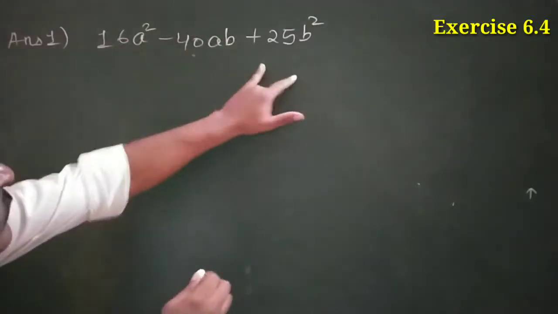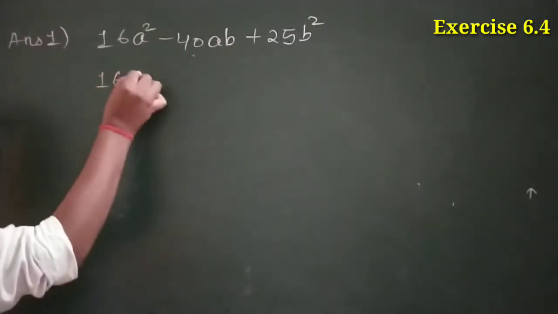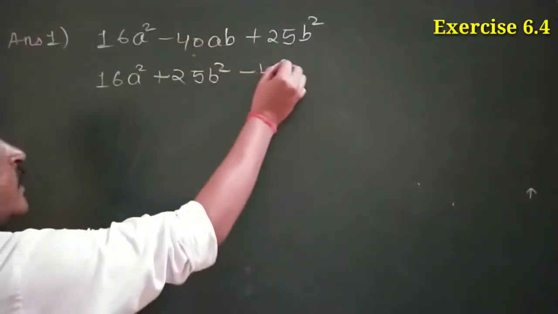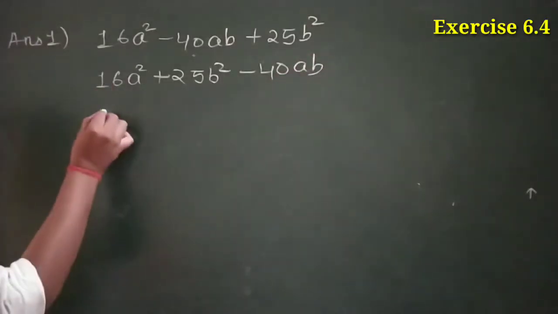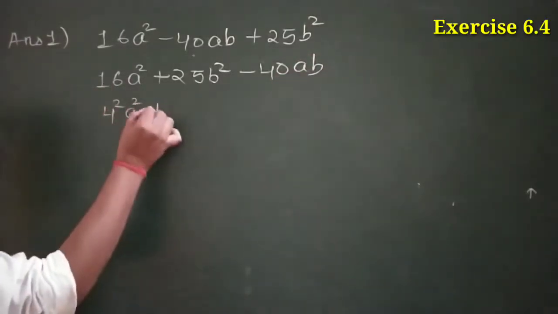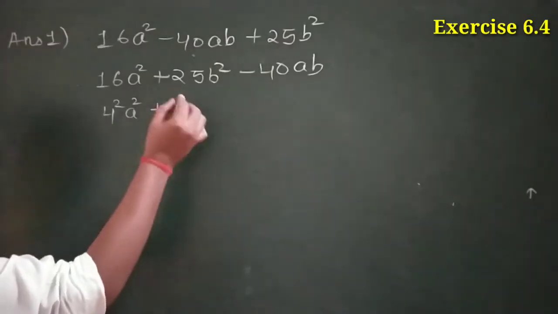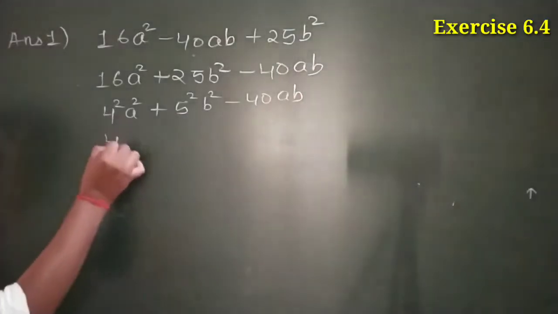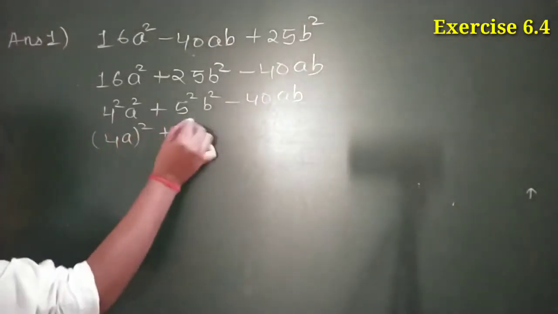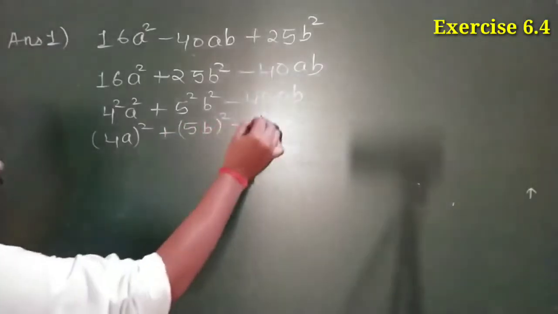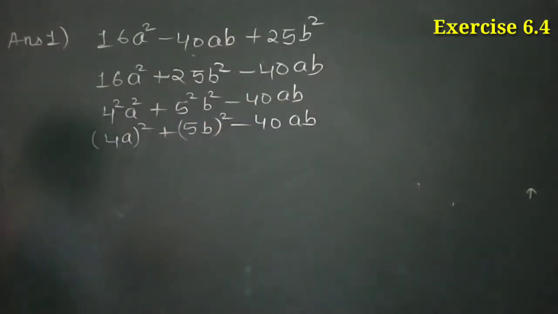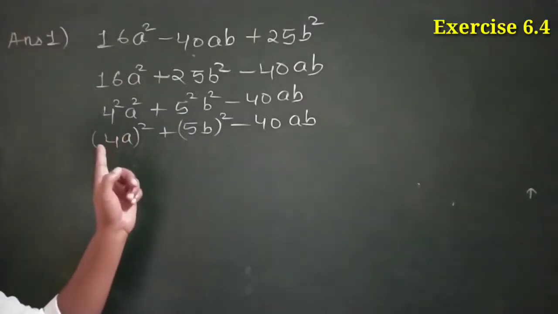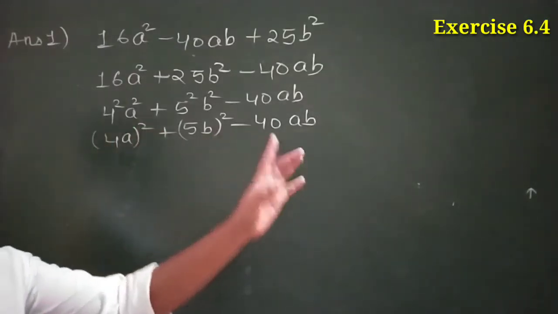These are the square terms, so bring them together first of all. 16a square plus 25b square. Send this term here. 16 is the square of 4, 25 is the square of 5, minus 40ab. So we can write it as 4a whole square plus 5b whole square minus 40ab. Okay. So it can be converted into the form x square plus y square minus 2xy.